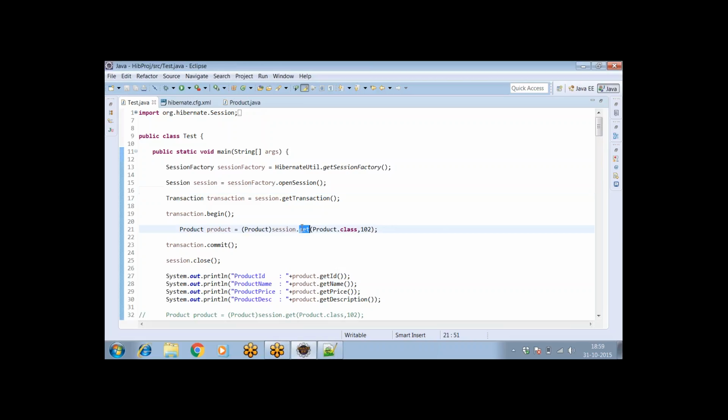Whereas the load method follows the lazy loading strategy. Lazy loading means that until and unless the user reads the product details from the product object, it won't hit the database server.